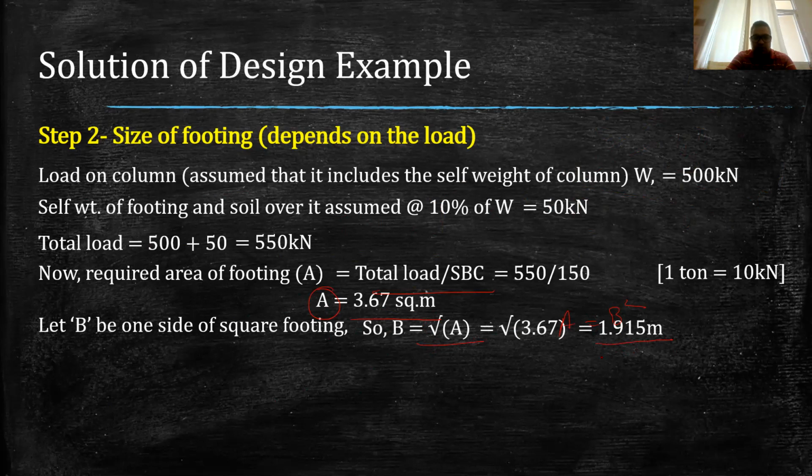So we will round off this value of B on the higher side. If we assume on the higher side, it means we will be on the safer side. If we assume on the lower side, it means we are assuming the area less than required. So therefore, we assume on the higher side, adopting the footing size as 2 meter by 2 meter.